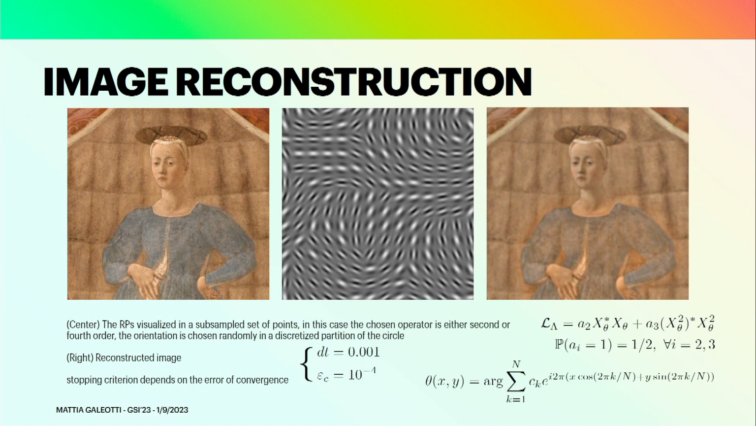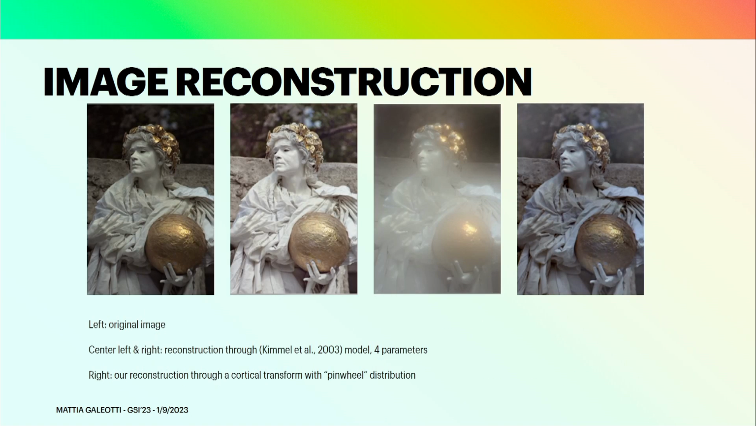And finally we made a reconstruction with the model of the pinwheel distribution. So in this case we have only directional derivatives of order 2 and 4, and this function down there that models the distribution of the orientation is usually used to model the pinwheel distribution.